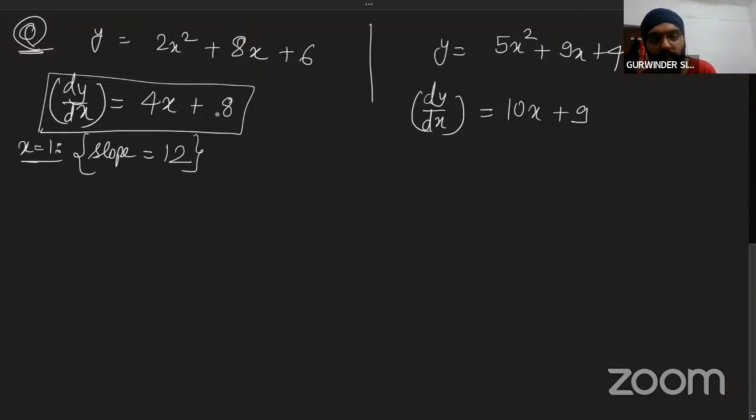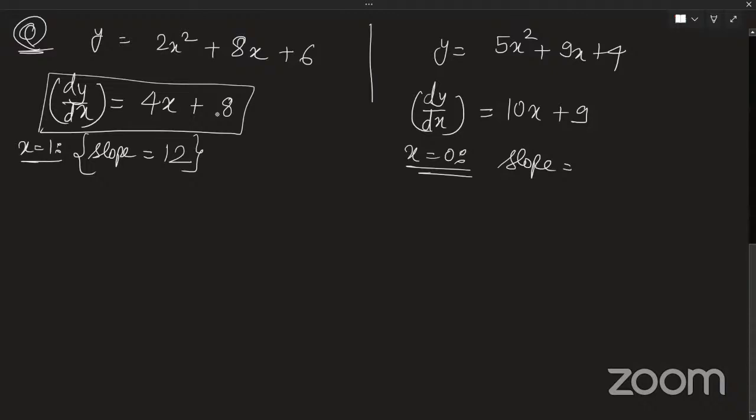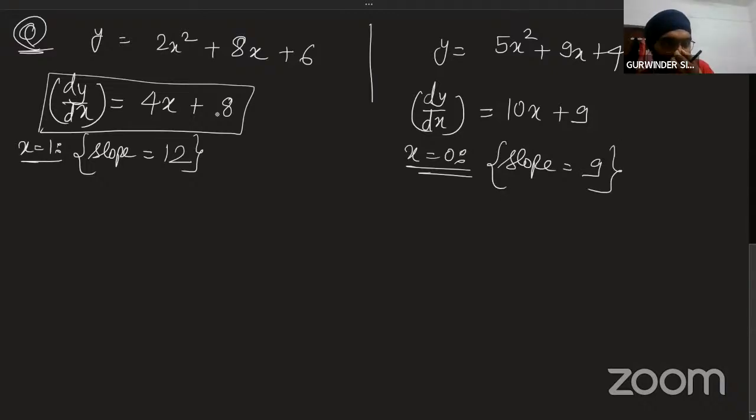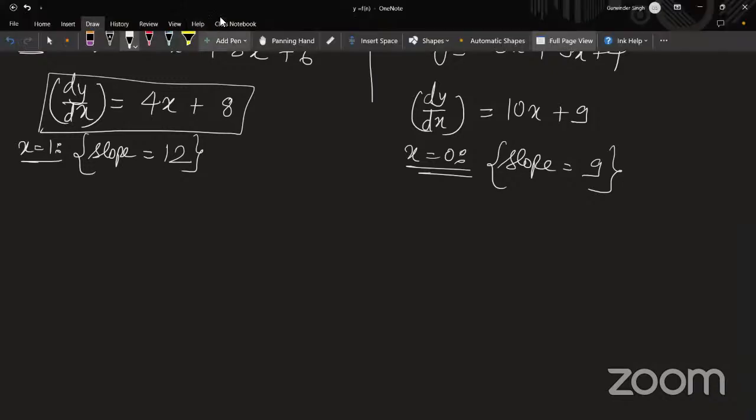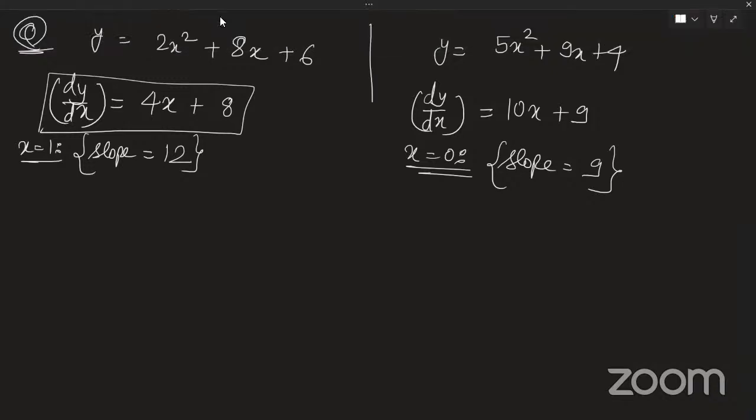Similarly here, I am asking you to find the slope at x is equal to 0. So what will be the slope at x is equal to 0? 9. Yes, exactly. Ashrita, you know this, right? How do we find the slope? Is there something confusing here? Something you are not getting?